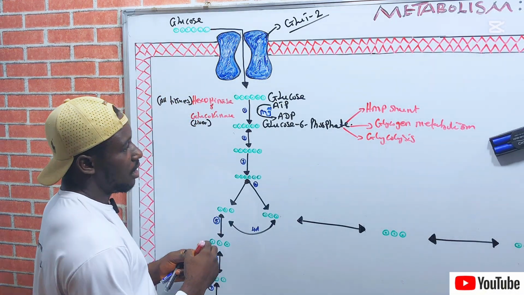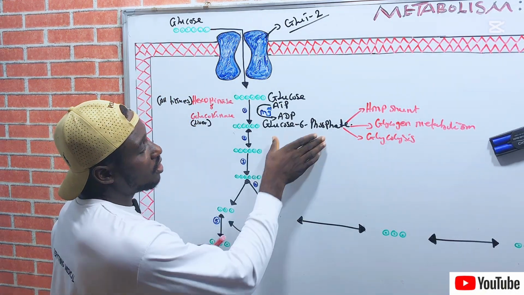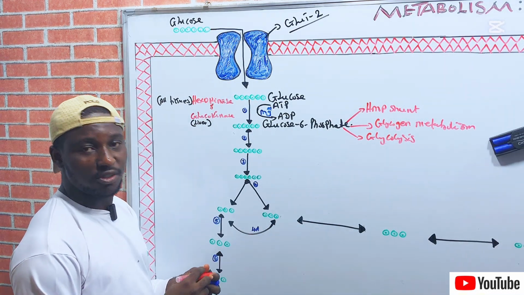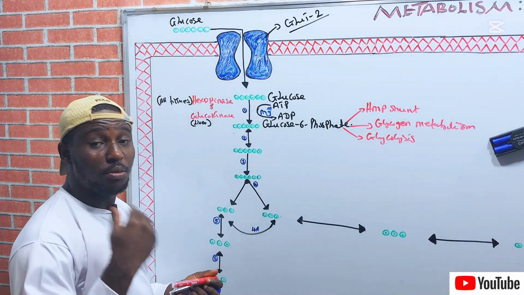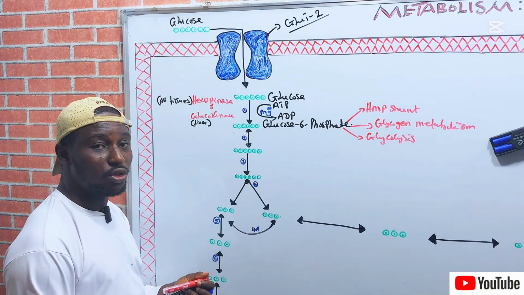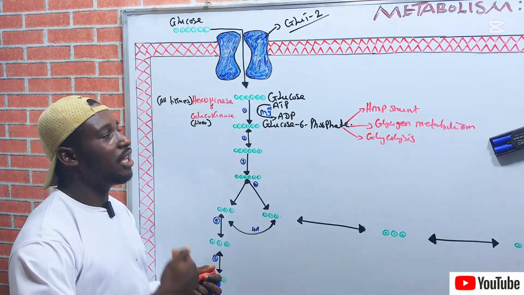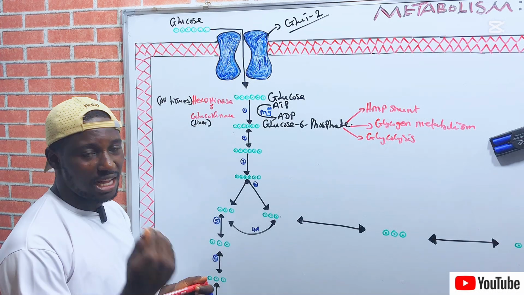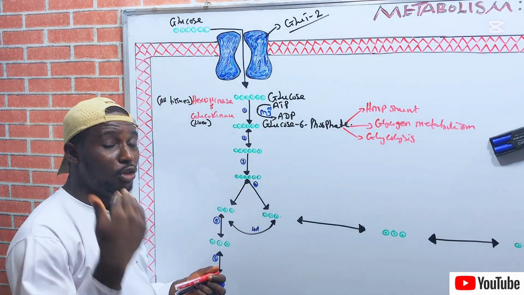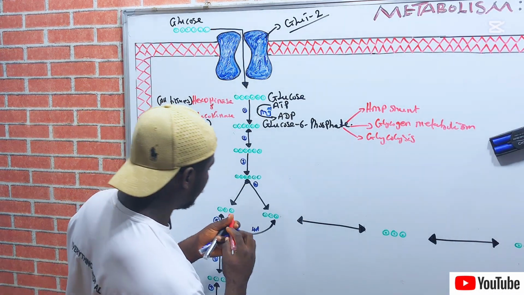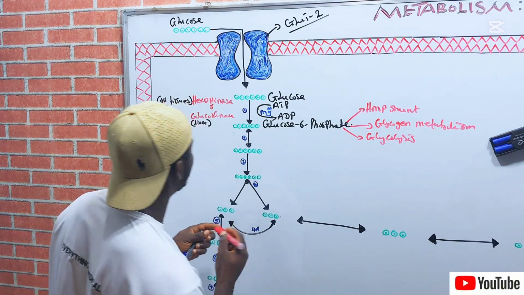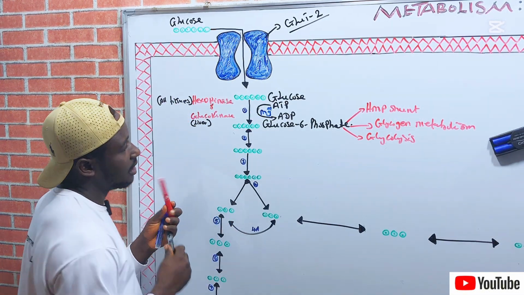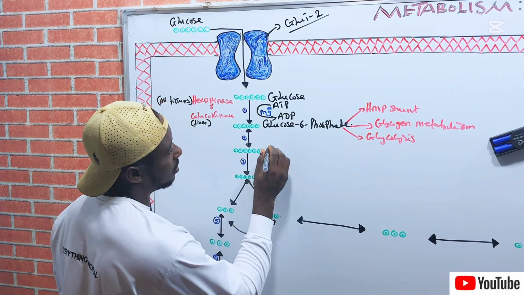Now, this glucose 6-phosphate will be isomerized to form fructose 6-phosphate, right? That means the reaction that occurs in step 2 is an isomerization reaction, while step 1 is a phosphorylation reaction. And the enzyme is phosphohexose isomerase, which generates fructose 6-phosphate.